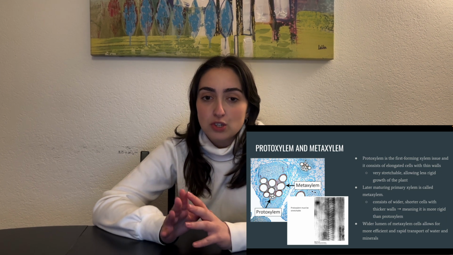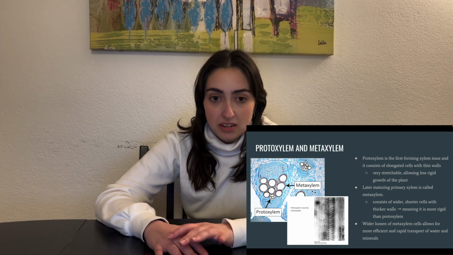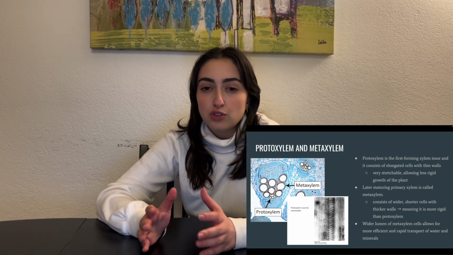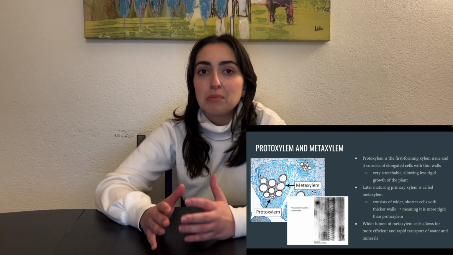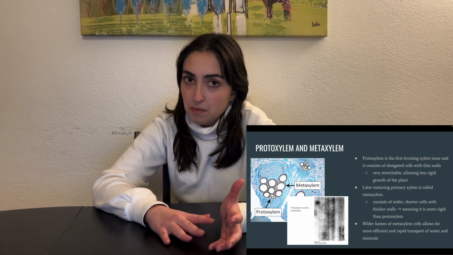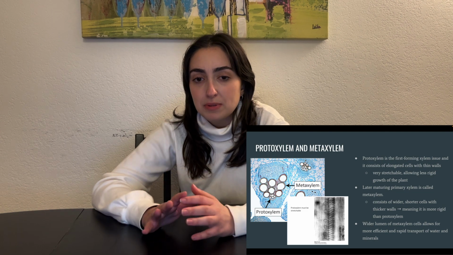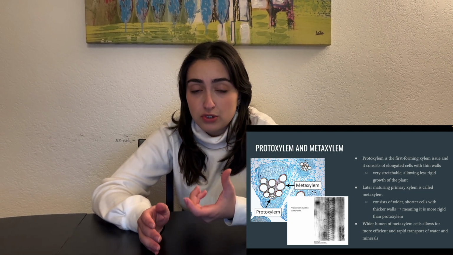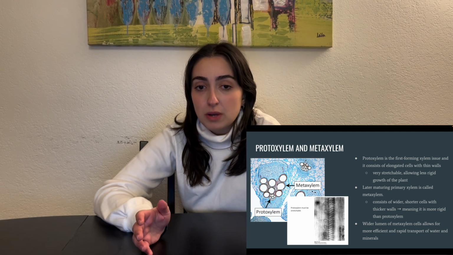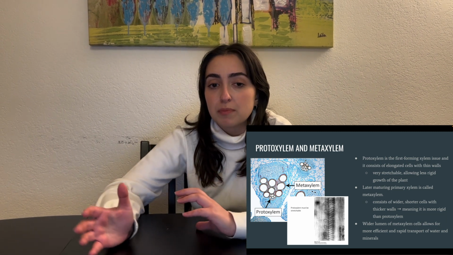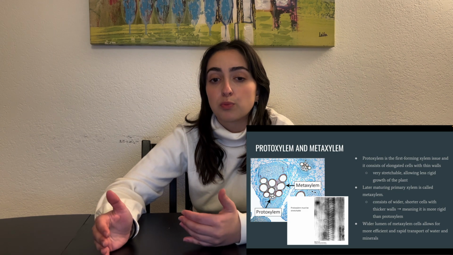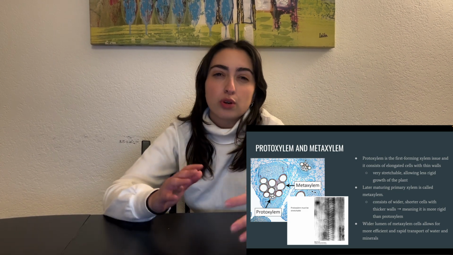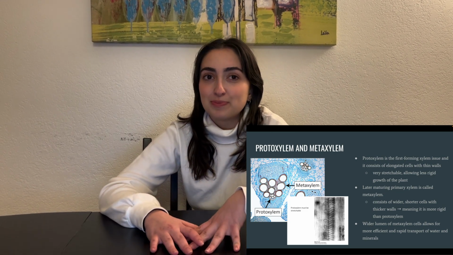Then, the later maturing primary xylem is called the metaxylem. It consists of wider, shorter cells with thicker walls, meaning it's more rigid than protoxylem. As the cell stops elongating, the cavities of vessel elements and tracheids get larger and become more specialized. Thus, the wider lumen of the metaxylem cell allows for more efficient and rapid transport of water and minerals.